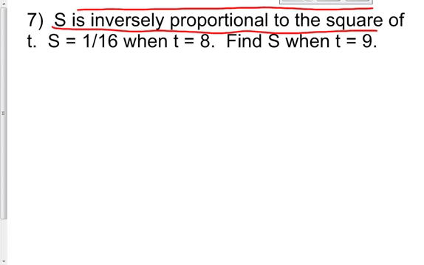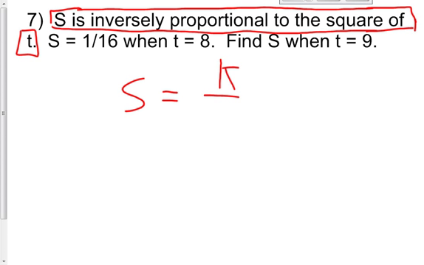So this right here, class, is going to be big because this tells you what equation we're going to use. If S is inversely related, S equals, if it's inversely, it means K is in the numerator, and then the square of t is in the denominator. So the square of t is the same thing as saying t squared. So there's our equation. This is going to be big.